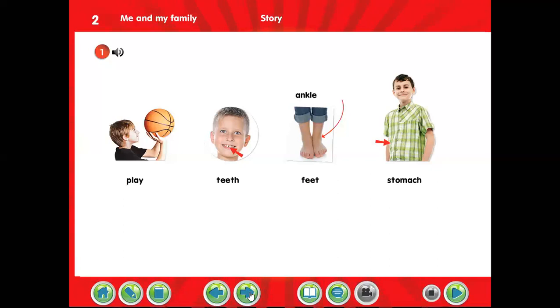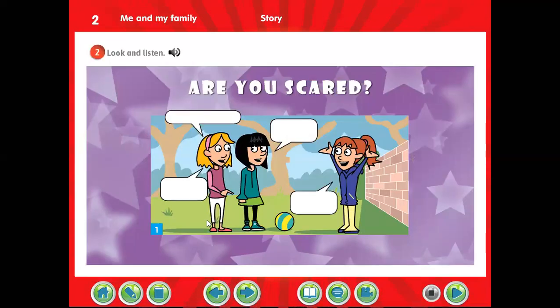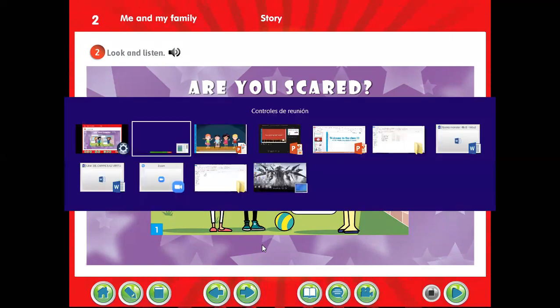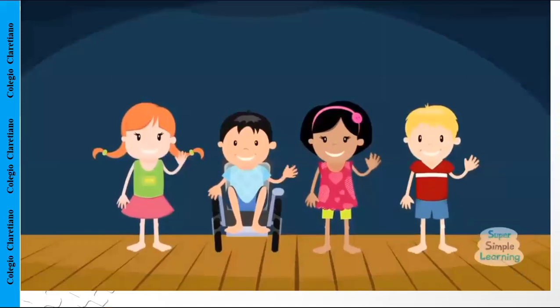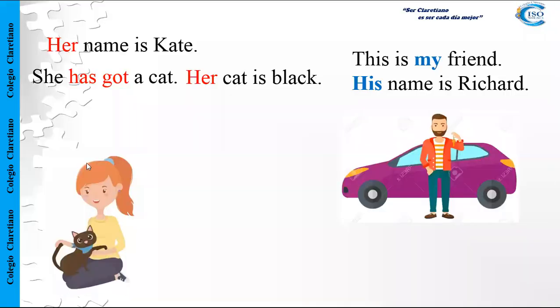Let's work on the story, okay? In this story, we are going to practice answering questions with possessives. Pay attention. We learned about this possessive, no? Remember, her name is Kate. She has got a cat. Her cat is black. This is possessive. Kate's cat is black. The cat belongs to Kate.